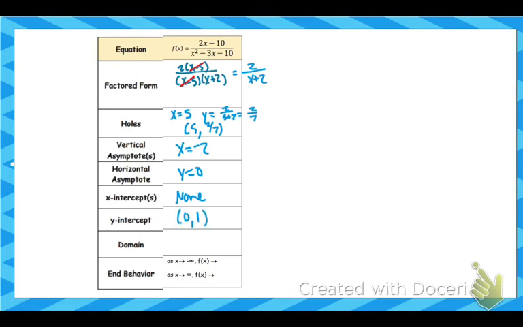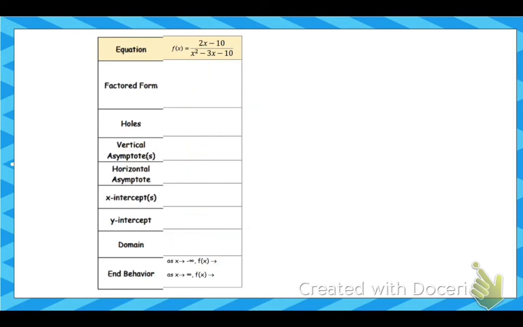Domain, again, we don't touch the hole. We don't touch the vertical asymptote. Start at -infinity. The smaller value is -2. The next value is 5. And then it keeps going to infinity. And then end behavior approaches the horizontal asymptote, which is 0. So again, a lot of information on these, a lot of things to find, but each step is not that bad as long as you remember how to do it and as long as you can factor to begin with.